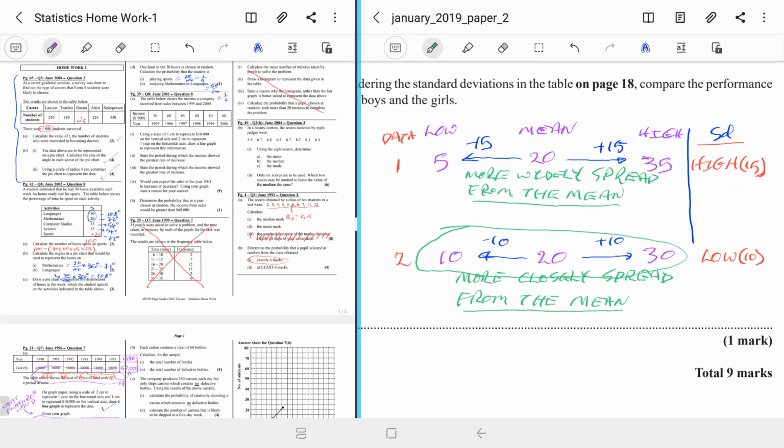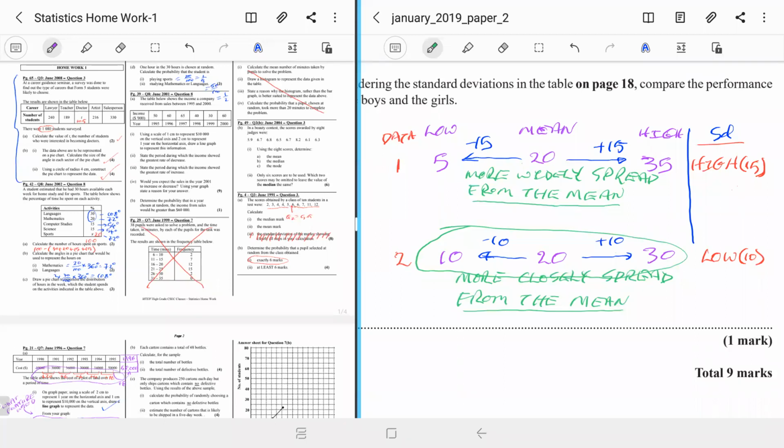So if it's players on a football team scoring goals, it means that all the players on the team are scoring around the same amount of goals. Like some score 7, some score 6, some score 8. While on the other team, where the data is more widely spread, you have one man scoring 6, the next man scoring 1, the next man scoring 15. They vary widely from each other in performance.